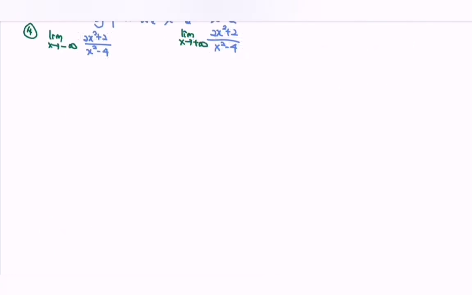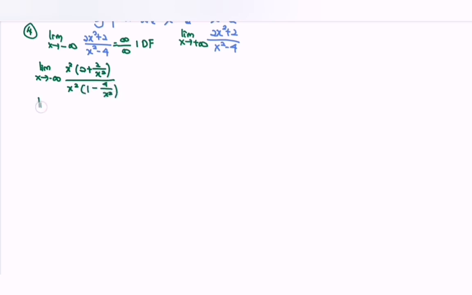So for this case, if we substitute, we will have infinity over infinity. So when we have the indeterminate form, the suggested strategy would be dividing the numerator and the denominator by the highest power of x in the denominator. Kindly refer to the denominator, we have x squared. That is the highest power. So factor out the x squared. So here we have x squared bracket 2 plus 2 over x squared, over x squared bracket 1 minus 4 over x squared.